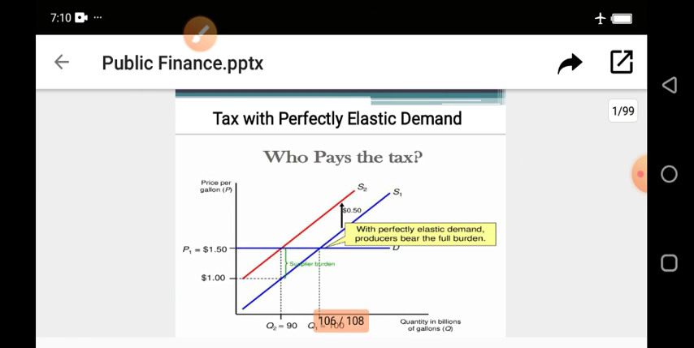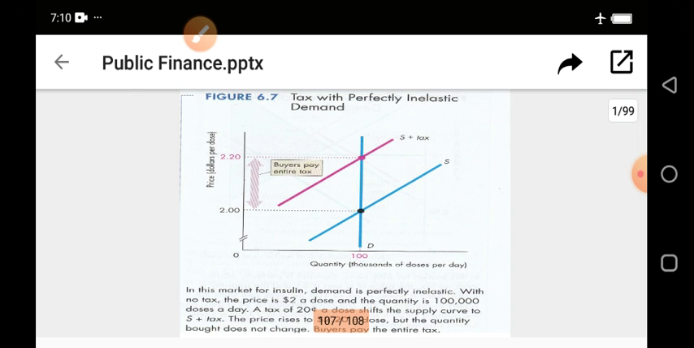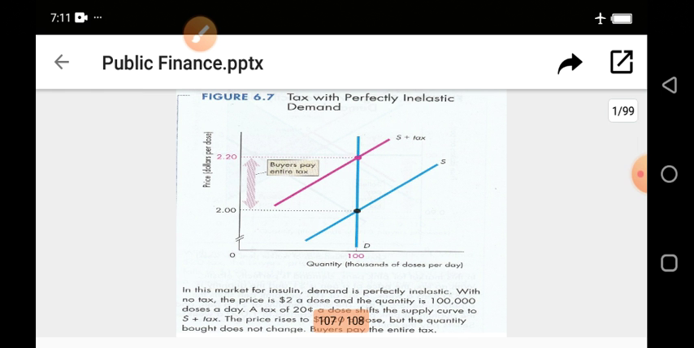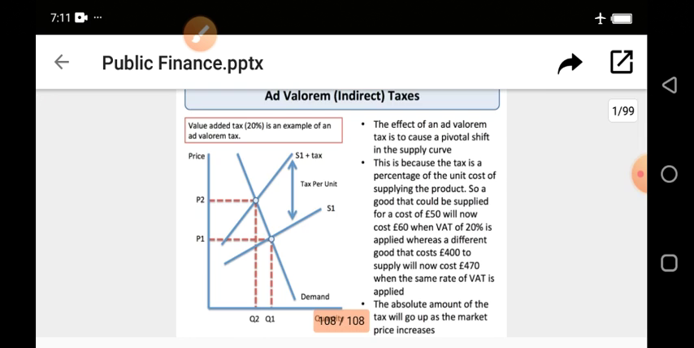Unlike this one, when the product is perfectly elastic, it is the producer that is carrying the burden, while when it is perfectly inelastic, it is the consumer or the buyer that is carrying all the burden. So take note of this. These are diagrams that you can use in the exam. Now, if the tax system you want to use is ad valorem tax, that's how the diagram will look. So take note of that.